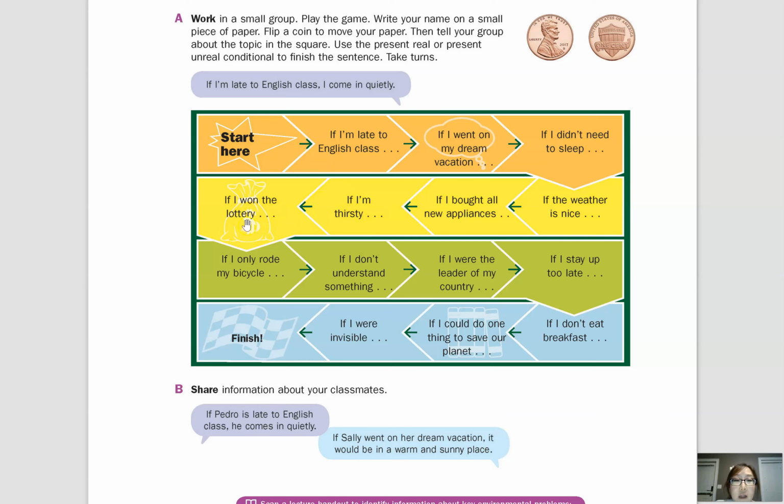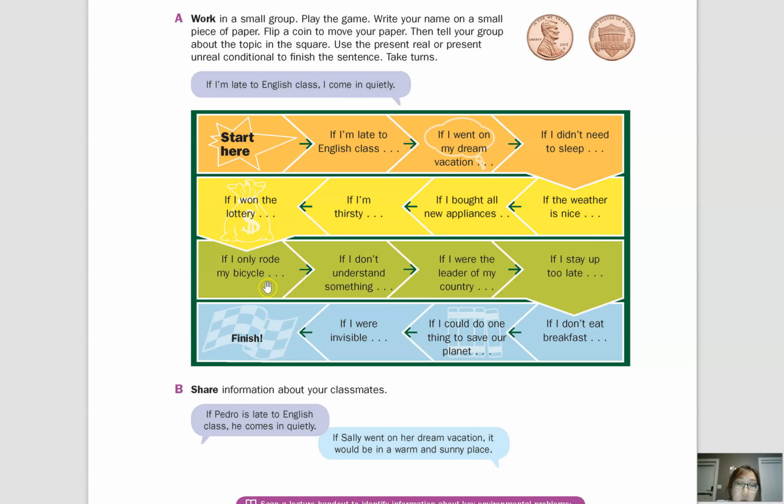Okay, if I won the lottery, we can ask, what would you do if you won the lottery? Now, this is a very common question. Kids love to ask this all the time. Actually, adults too. But kids often also ask, what would you do if you had $1 million? That's a very similar kind of question.